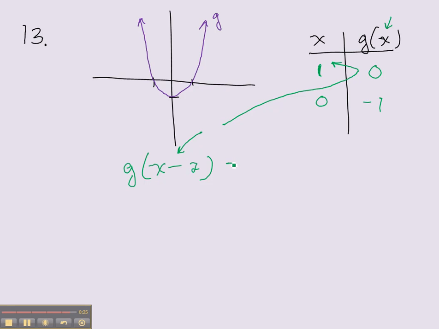If I substitute a 3 in for x, that's g of 1. And g of 1 must be 0. We just said it was right here. So this is the point. When x is 3, the y value, the output value, is 0. Now remember, the input value wasn't 1. The input value was 3.